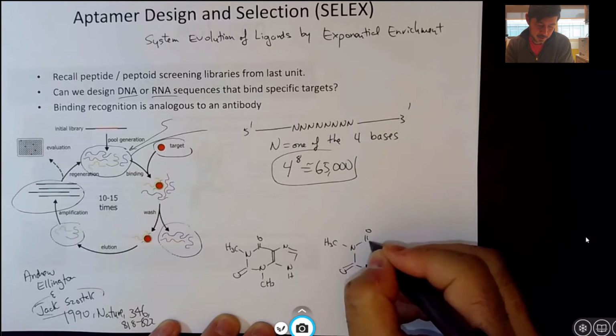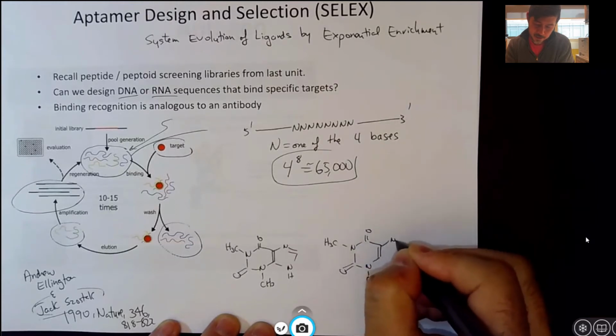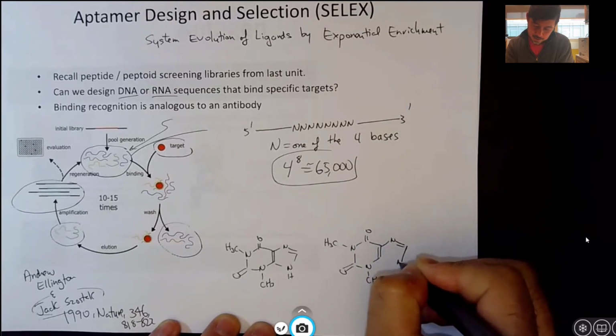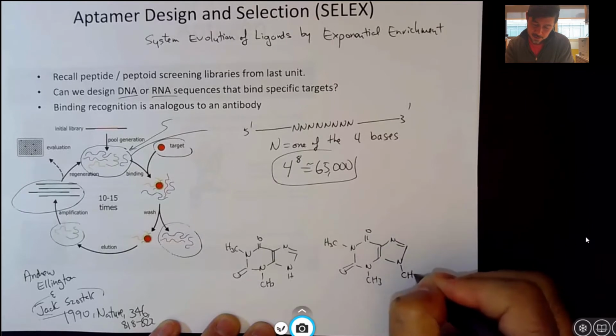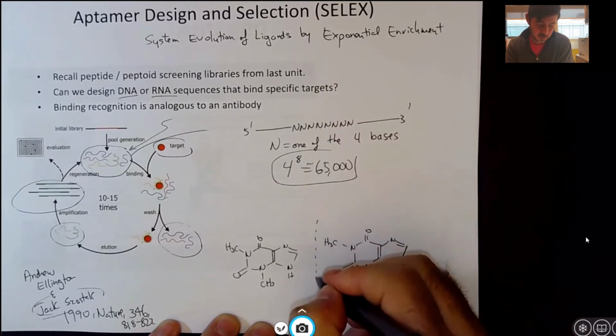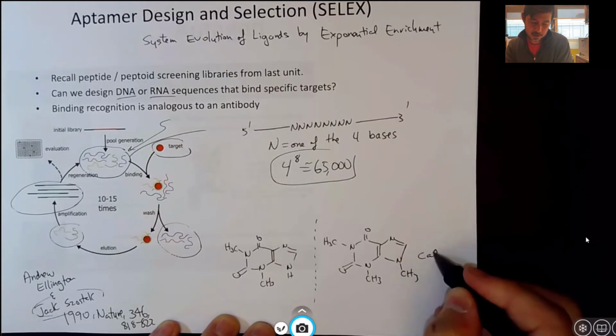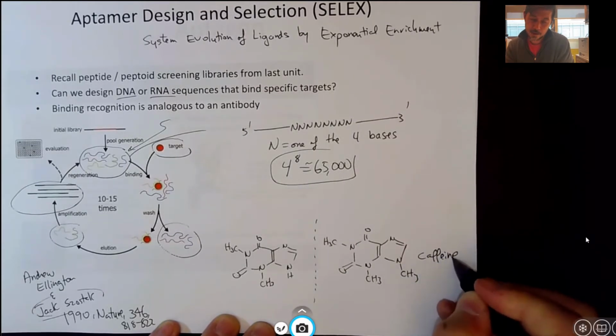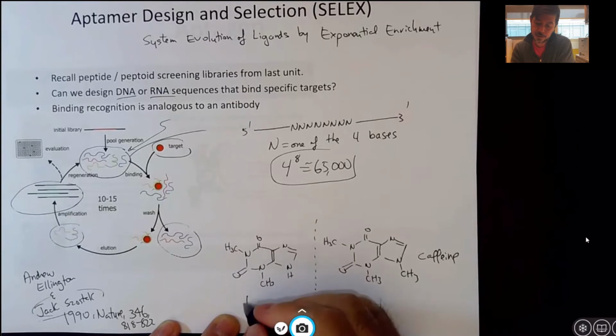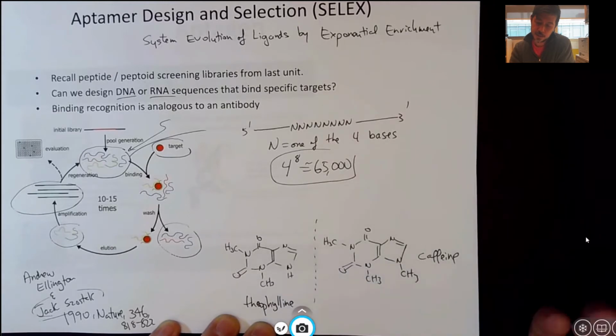So the molecule on the right is something that you might find at your local Starbucks. This is our good friend caffeine. And on the left is something called theophylline. Theophylline is a component in things like chocolate and tea, and caffeine, of course, is in coffee.